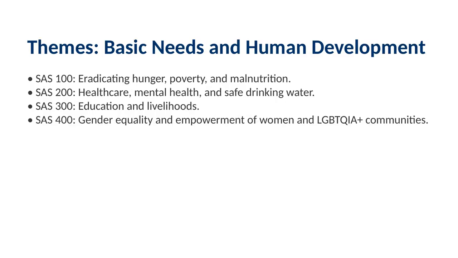For instance, we have the basic human needs covered in SAS 100, which deals with eradicating hunger, poverty, and malnutrition, and SAS 200, which focuses on healthcare, mental health, and safe drinking water. Then we move into human development. SAS 300 is all about education and livelihoods, while SAS 400 focuses on gender equality and the empowerment of women and LGBTQ+ communities.